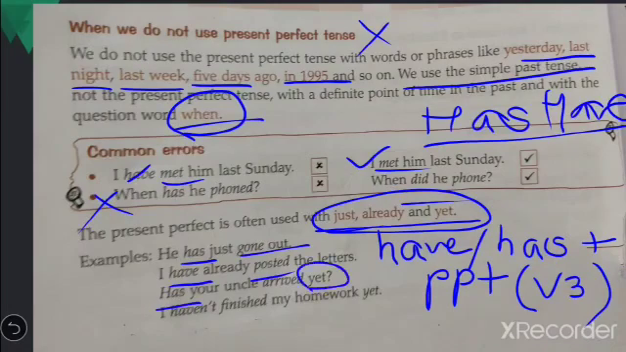Look at the word yet here, already in the first sentence and just. "Has your uncle arrived yet?" "I haven't finished my homework yet." I haven't is a negative sentence. "Has your uncle arrived yet?" is a question sentence. And the previous two are simple sentences in the present perfect tense.